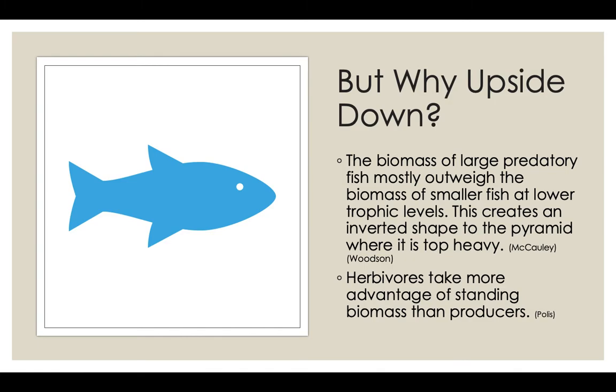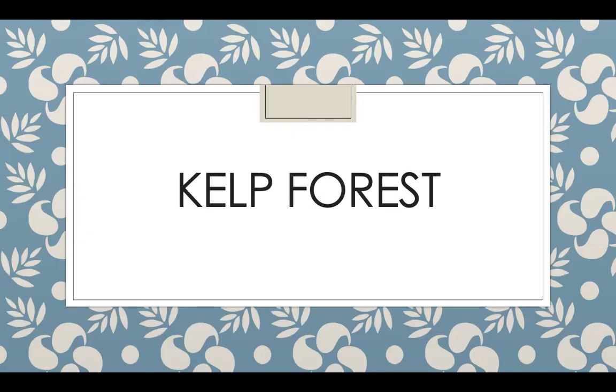Another reason is because herbivores take more advantage of standing biomass such as plants than producers do. In aquatic systems, there are many examples of an inverted biomass pyramid. There are studies that show inverted pyramids in a range of communities, such as a kelp forest to sharks. I chose to focus on kelp forest communities.